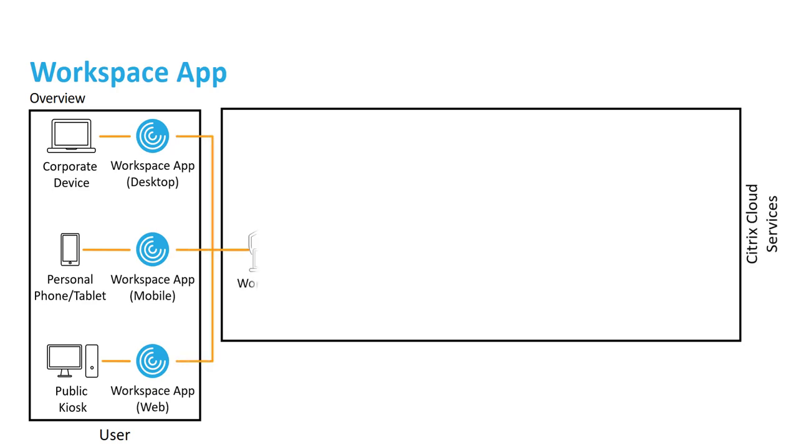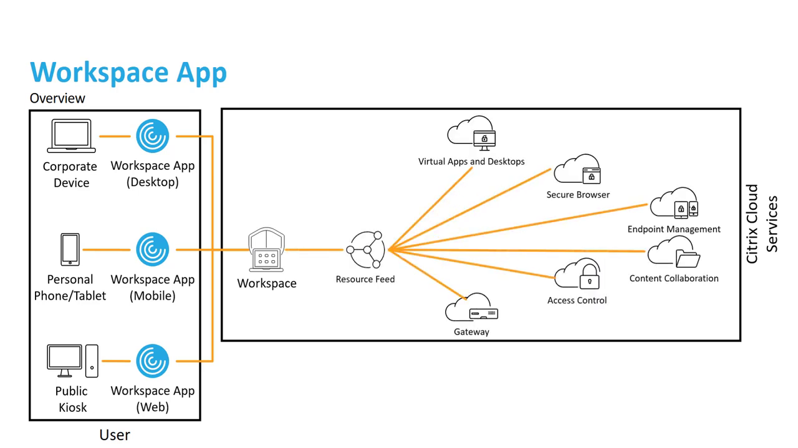All of these different flavors of Workspace App communicate with the Workspace Experience service running within Citrix Cloud. Workspace Experience then pulls in all these different feeds, all these different resources from other services running in Citrix Cloud. This could be your virtual apps and desktops, a secure browser, or even your content collaboration access control, which is your SaaS applications. Whatever services the organization subscribes to are automatically pulled into the workspace and delivered into the user's Workspace App.